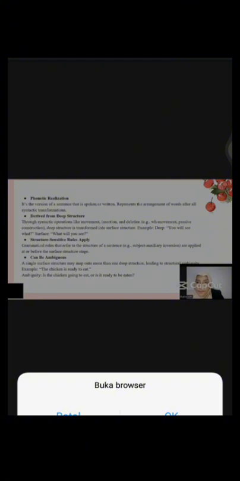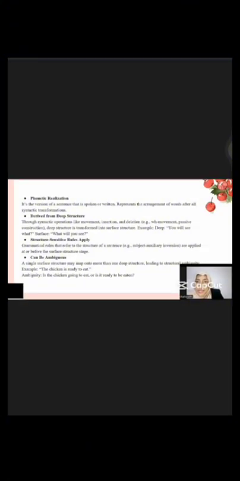For example, WH movement, passive constructions. This structure is transformed into surface structure. For example, for deep structure, what will you see? And for the surface structure, what will you see? Third, structure-sensitive rules apply. Grammatical rules that refer to the structure of a sentence, like subject-auxiliary inversion, are applied at or before the surface structure stage.